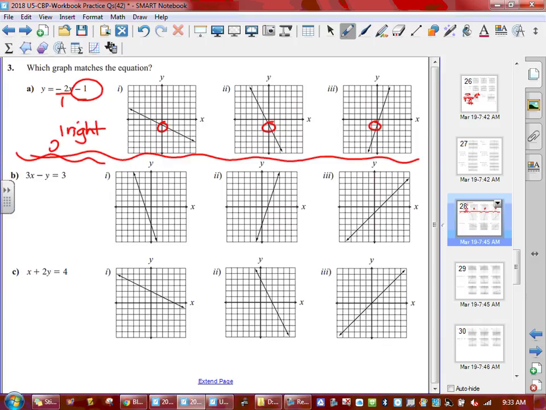Okay, and then it's going to go 2 down. Why 2 down? Because it's a negative sign. So we're going to go 1 right, 2 down, and see which graph I get to. So I'm going to try that on all three. So 1 right, 2 down. Nope, I didn't hit the line. 1 right, 2 down. Yeah, buddy. There we go. That's my graph.